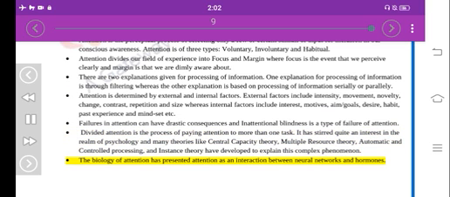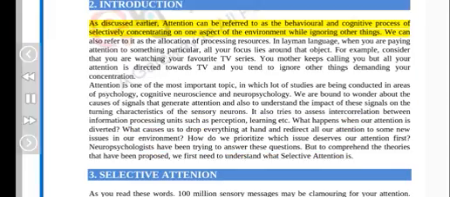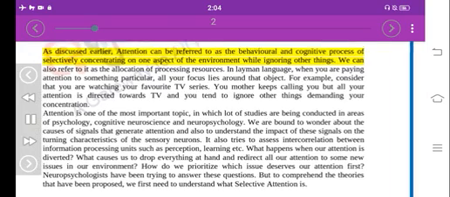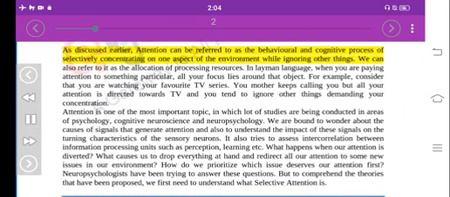The biology of attention has presented attention as an interaction between neural networks and hormones. Paper 2. Introduction. As discussed earlier, attention can be referred to as the behavioral and cognitive process of selectively concentrating on one aspect of the environment while ignoring other things. We can also refer to it as the allocation of processing resources. In layman language, when you are paying attention to something particular, all your focus lies around that object.